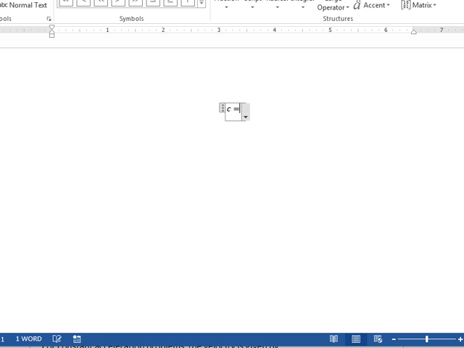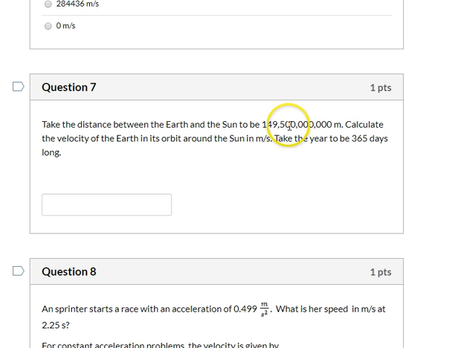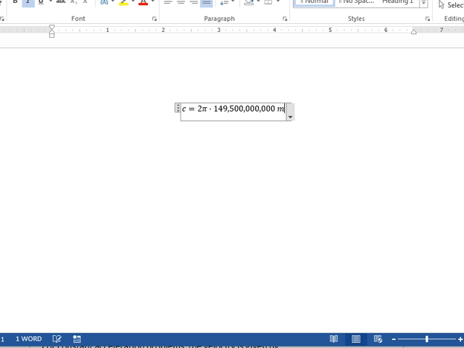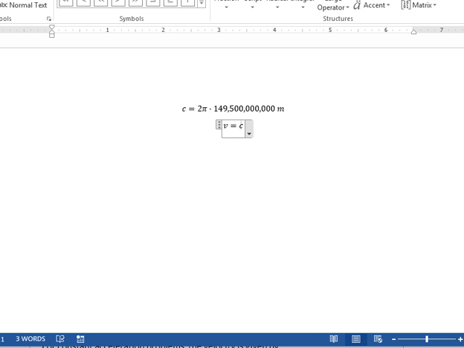So the circumference of the circle that it goes in is 2 pi times 149. Do I get enough zeros in there? Oh, I need a 5. Okay. And that's going to be in meters, right? And if we want the velocity, we're going to take the velocity to be the distance we travel over time. Well, what's the time? The time is 365 days, but that doesn't really help us because we need meters per second.